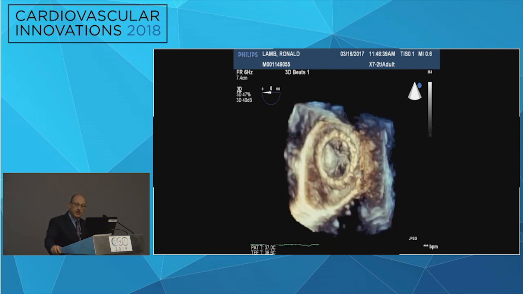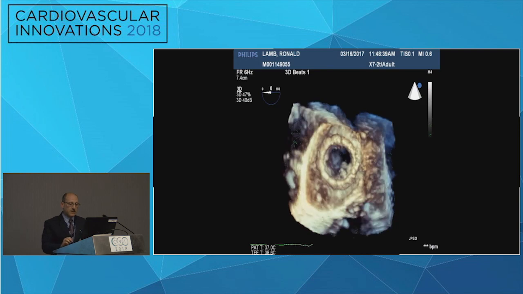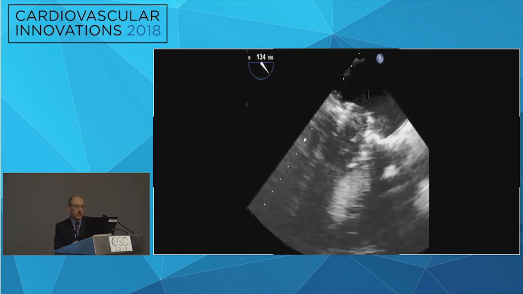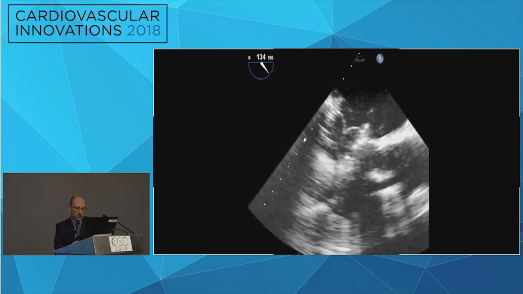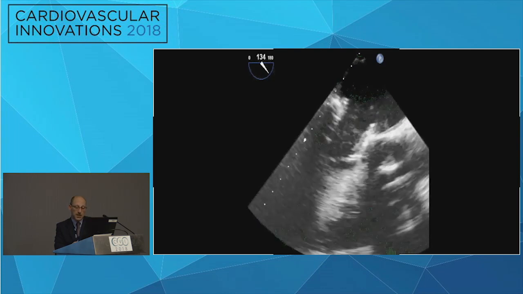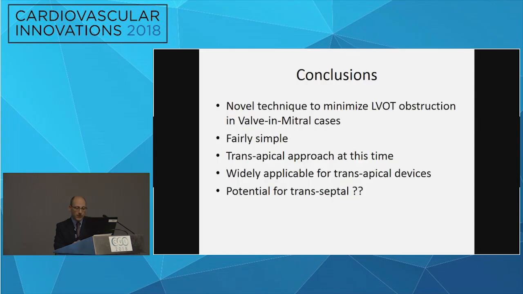There is no paravalvular leak, perfectly functioning valve, and as you can see here, the valve position is excellent without significant LVOT obstruction, and these patients did very well, 100% procedural success, and very, very good results.